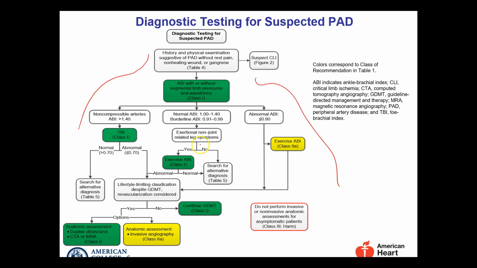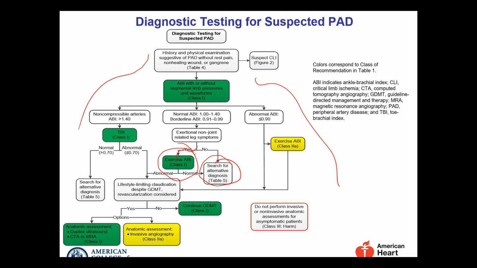So if it's normal and they're having leg symptoms still, you want to maybe search for an alternative diagnosis, or if they're still having it, you want to do an exercise ankle brachial index, because maybe that'll tell you a little bit more. If that's normal, again, you're going to search for an alternative diagnosis, but if that's abnormal, you're going to look into other therapy, lifestyle, talk about revascularization. So they would be going to a vascular surgeon.